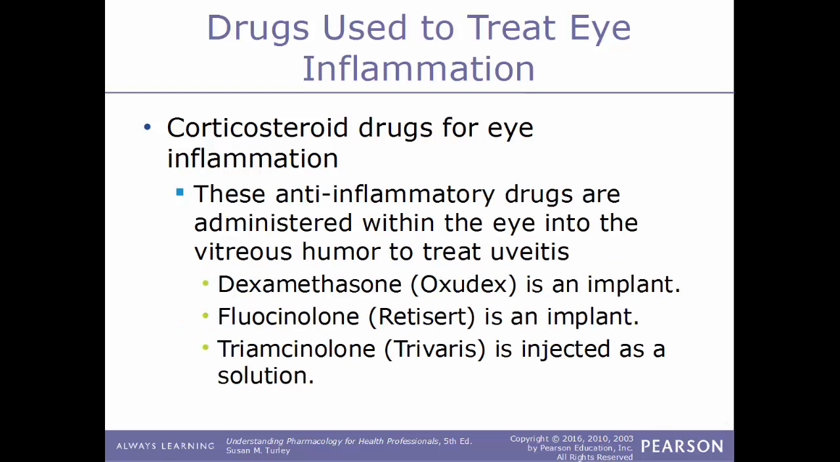Now, some anti-inflammatory drugs are administered directly within the eye itself, right into the vitreous humor, to help treat uveitis, which is an inflammation of the middle tunic, the middle layer of the eye. Some examples of this type of drug would be dexamethasone, which is sold under the name Ozurdex, which is an implant into the eye; fluocinolone, which is sold under the name Retisert, which is an implant into the eye; and triamcinolone, which is sold under the name Trivaris, which is injected as a solution.